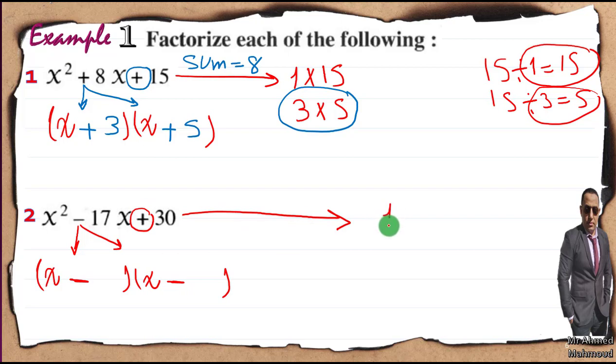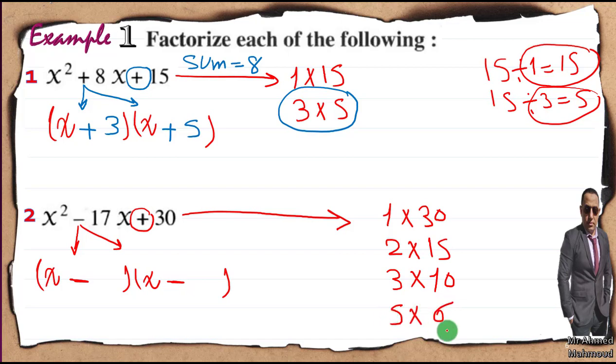30 divided by 1 equals 30. 30 divided by 2 equals 15. 30 divided by 3 equals 10. 30 divided by 4 equals a decimal. 30 divided by 5 equals 6. And I'm going to stop here because next I have 5 times 6, so I'm going to repeat.